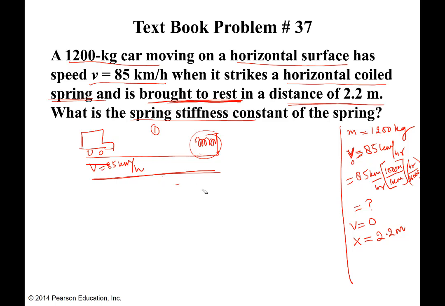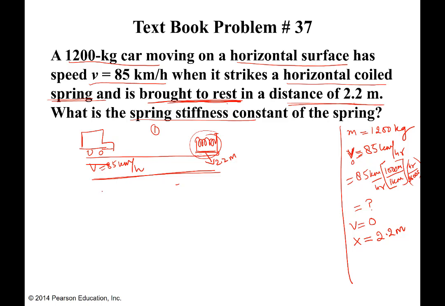It is the... when it strikes a horizontal coiled spring and is brought to rest in a distance of 2.2 meters. What is the spring's constant? So it comes to rest. The car comes to rest because it gets compressed. So that distance is 2.2 meters. Okay, so it must be a really big spring, and the car must be smashing it really hard with a high speed so that it compresses by so much.